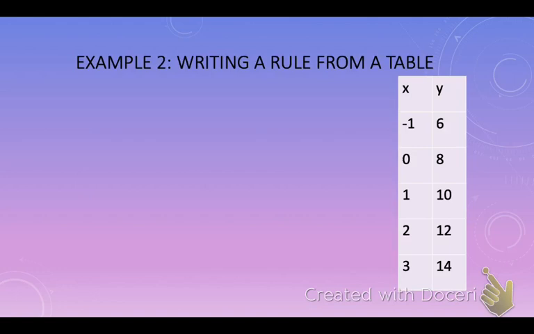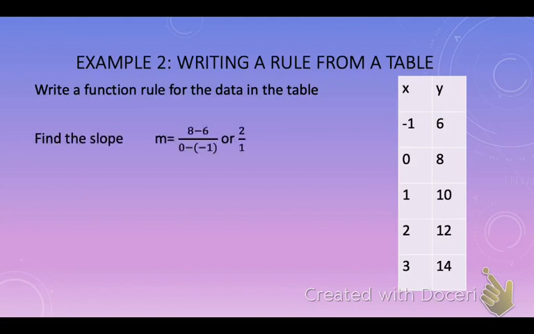Please write this down. So this is example 2, writing a rule from a table. You must copy down the table, so go ahead and copy down the table. So if you need to pause the video, pause the video. So I want to write a function rule for the data in the table. So first I need to find the slope. So I look at the change in my points to figure out the slope.